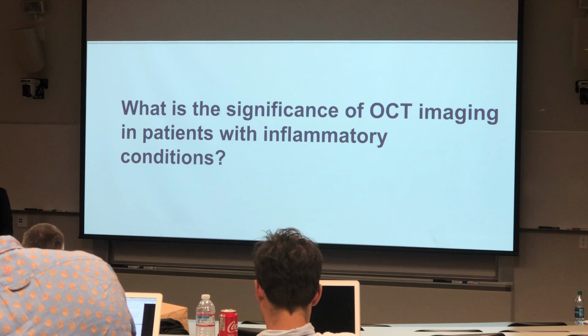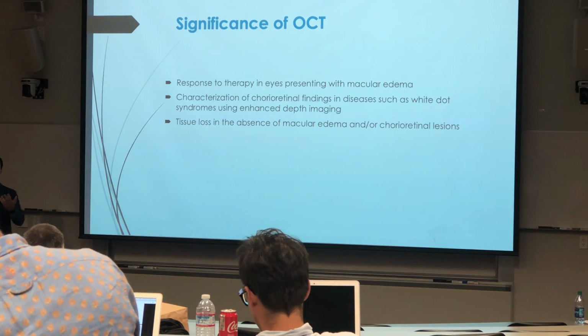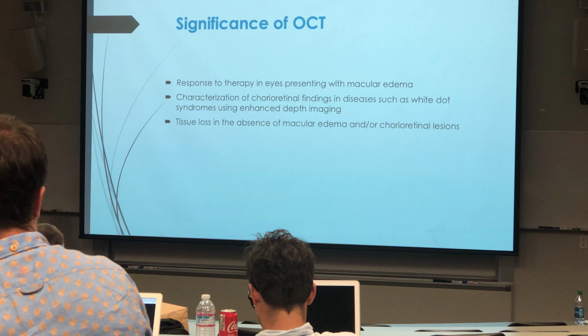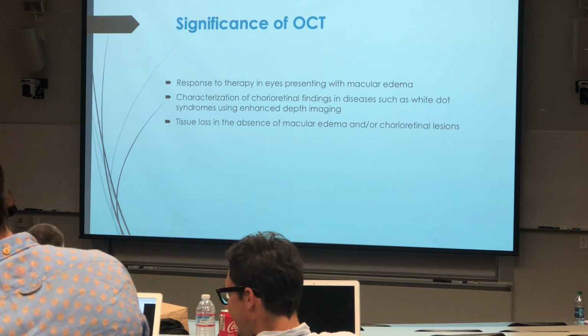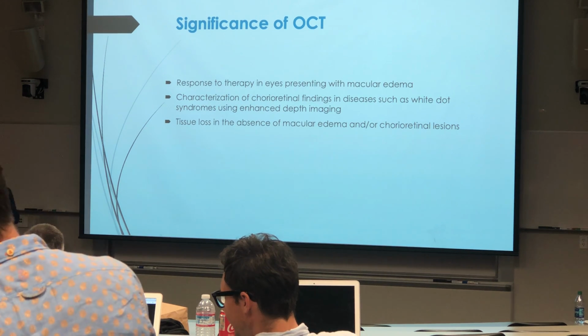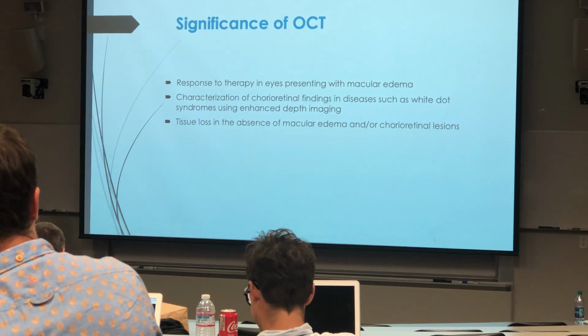So, significance of OCT imaging. There are 3 main things that you just need to remember. One, macular edema. If you see macular edema in your patients, you want to do an OCT so that you can progressively, longitudinally follow that patient, and if there's any increase or decrease with therapy, you'll know if your therapy is working or not.